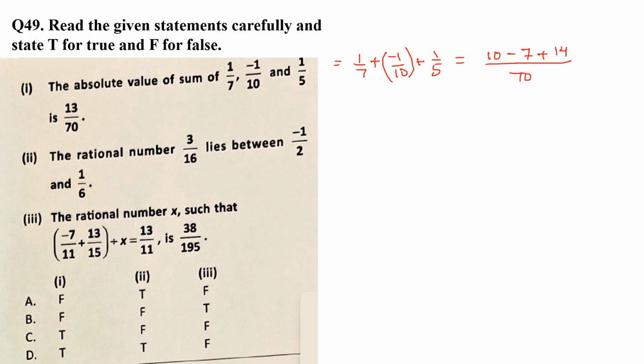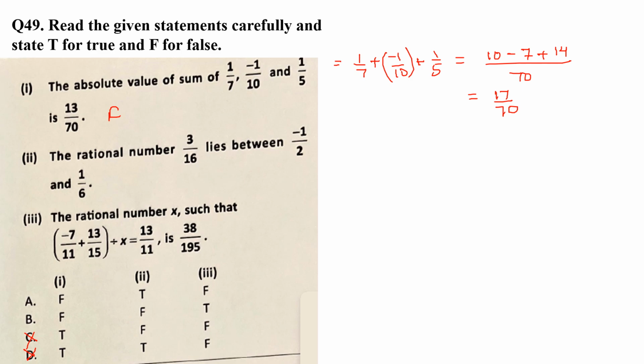Now 10 minus 7 is 3. 3 plus 14 will give me 17 by 70. But here it is given 13 by 70. So the first is false. So if you see the options, I can eliminate C and D, because for the first one it is given as true.